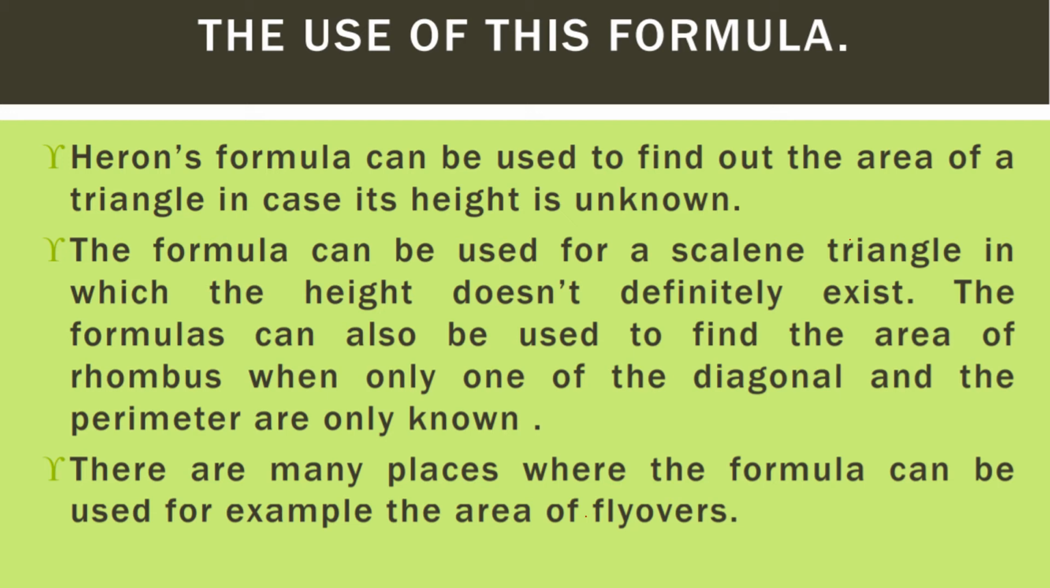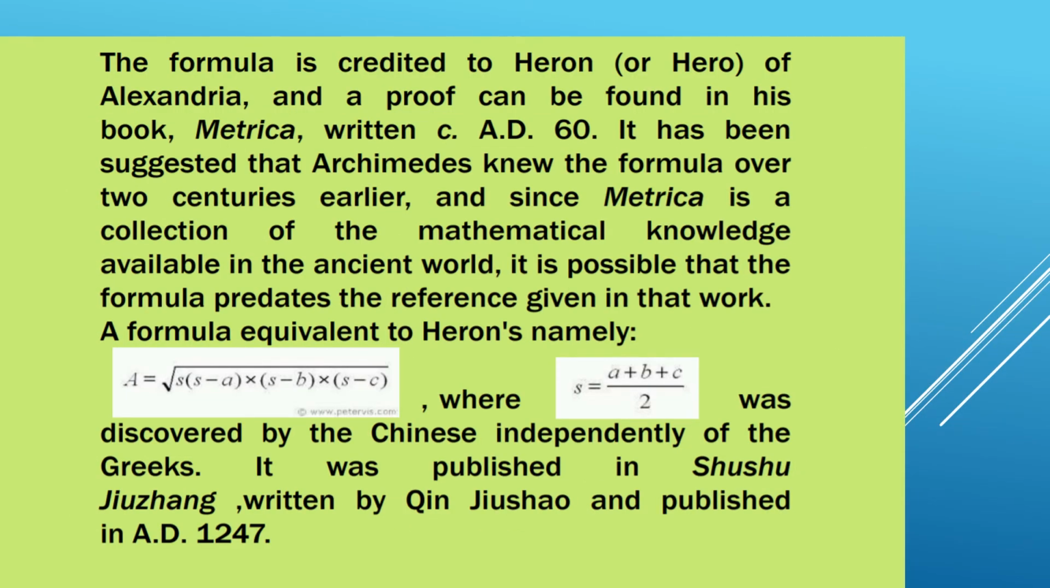The formula is credited to Heron or Hero of Alexandria, and a proof can be found in his book Metrica, written in 60 AD. It has been suggested that Archimedes knew the formula over 2 centuries earlier, and since Metrica is a collection of the mathematical knowledge available in the ancient world, it is possible that the formula predates the reference given in that work.